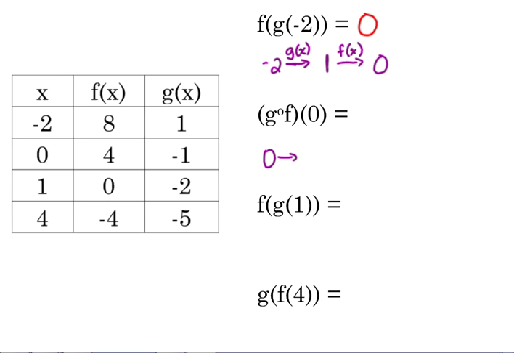So we start with 0. We plug it into the f function first on this one. So f of 0 is 4. And then we plug that into our g of x function. So g of 4 is -5. So the answer for g of f of 0 is -5.